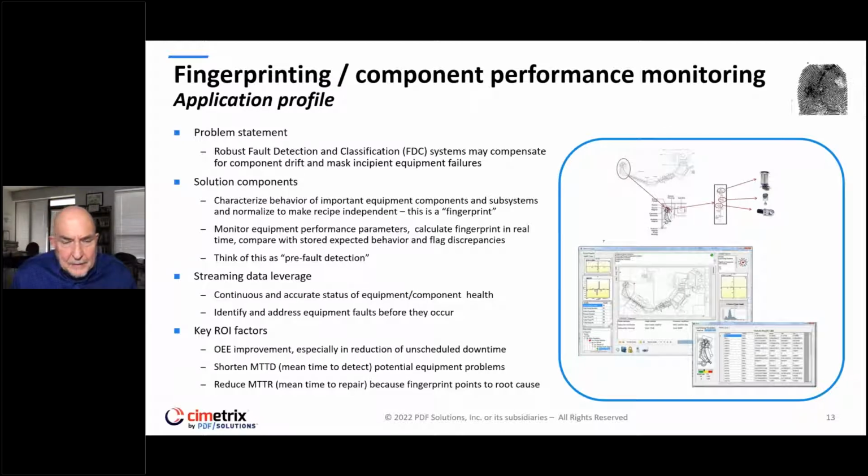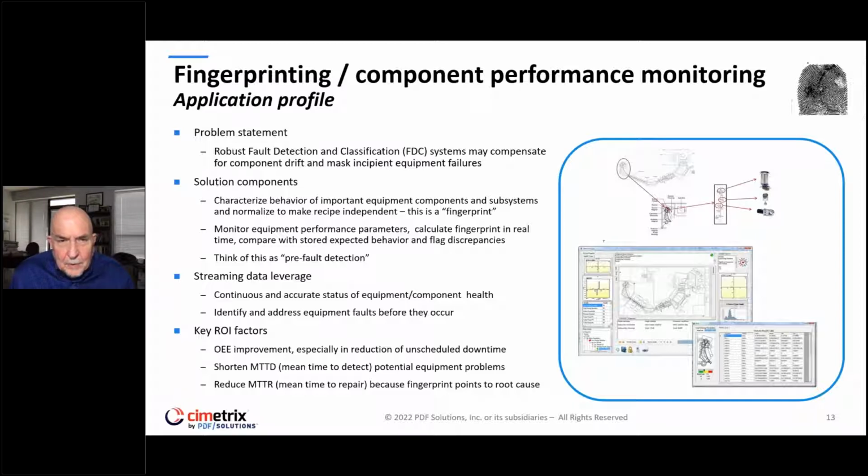Looking at not the sort of timing behavior of equipment, but looking at the sort of, well, part of it's timing, but the other part of it is actual performance as measured by sensors on complex subsystems. We did a project years ago with Cimetrix called fingerprinting. It was a project we did that I think was way ahead of its time because the information needed to do these calculations wasn't generally available through the standards as they are now.